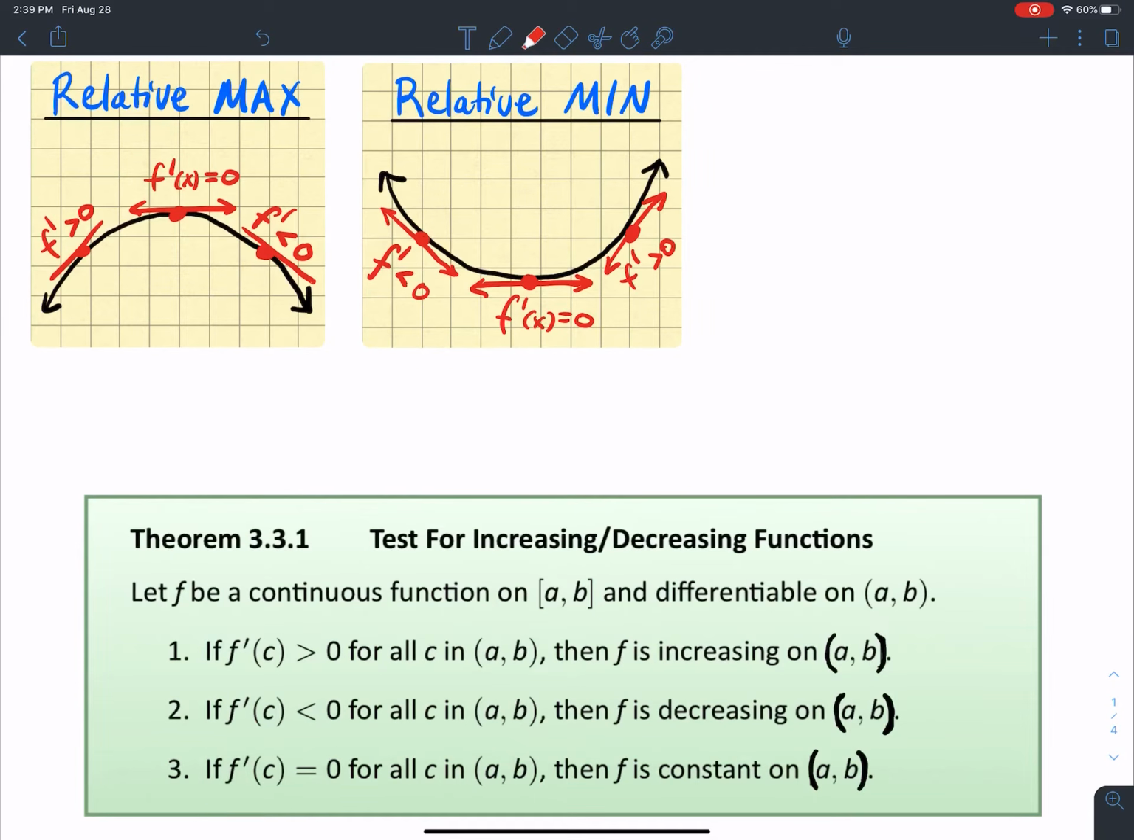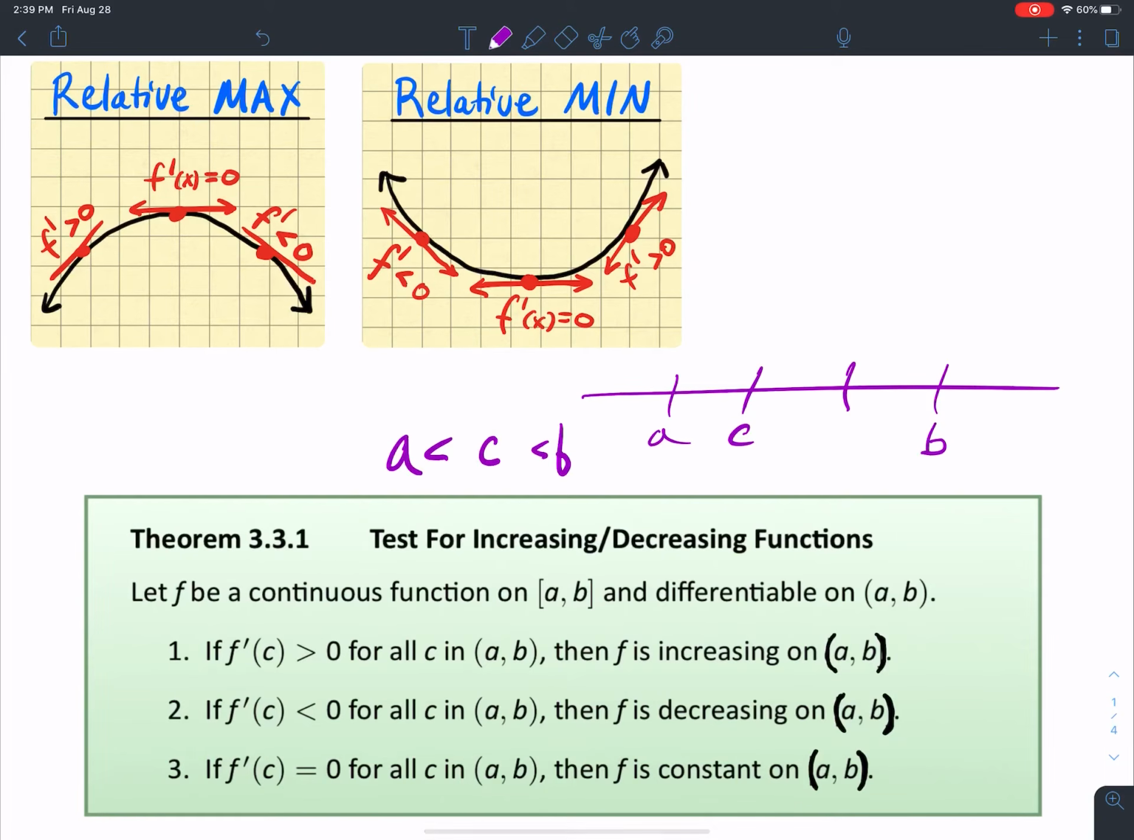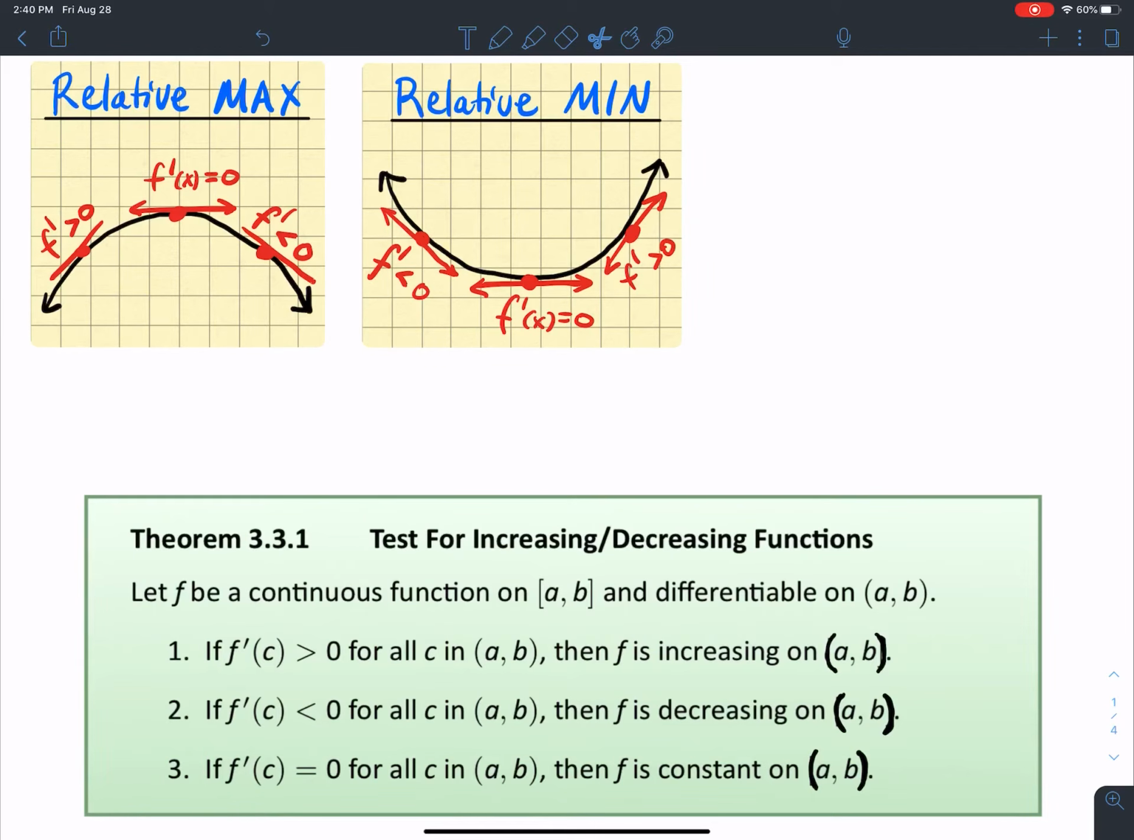Now, if f prime of c is greater than 0, where c is between a and b, okay, so c in (a, b) is a fancy way of saying if I have a and I have b, then c is somewhere stuck in between, okay? So on your interval from a to b, I just pick a random c somewhere in there, and I don't know where it is, so I can move it all around as long as it's stuck between a and b, okay? Anytime you see this phrase, that's what we're talking about: for all c in (a, b).